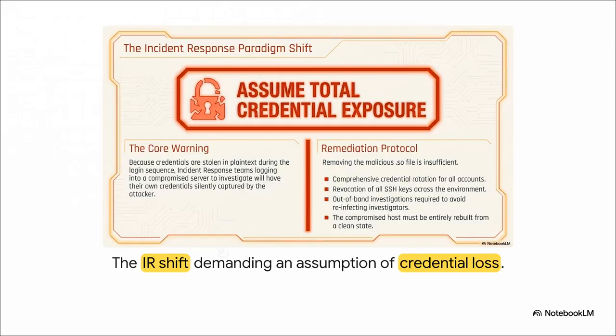We're going to conclude with a stark reality and a major paradigm shift for incident response. Because credentials are stolen in plain text during the login sequence, any IR team logging into a compromised server to investigate is going to have their own credentials silently captured. Just deleting the malicious file is not enough. Remediation requires comprehensive credential rotation, revoking all SSH keys, and the host must be entirely rebuilt from a clean state. Leaving us to ask, in the face of operator-grade threats that live silently inside your authentication stack, are your organization's core identity boundaries truly immutable?